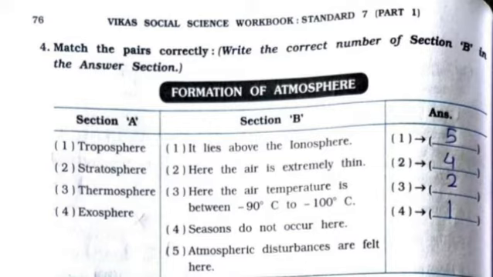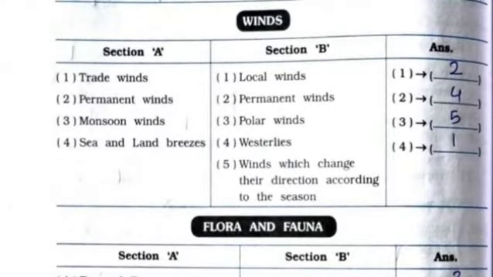Third, thermosphere, it's option number 2: here the air is extremely thin. And fourth, exosphere, it's option number 1: it lies above the ionosphere. Now match the following for winds.